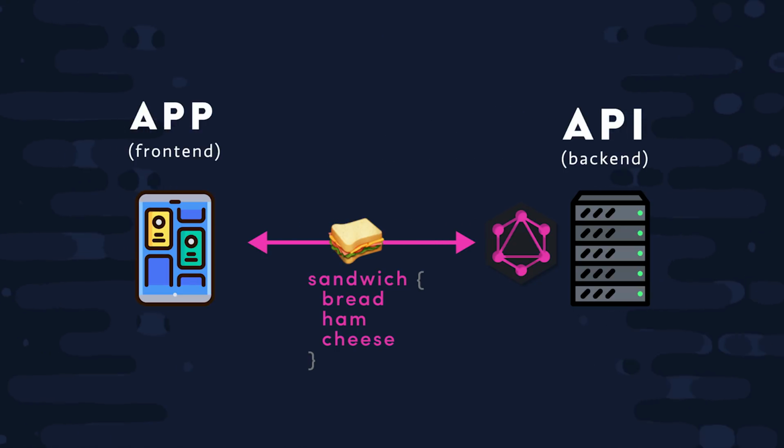On the server, GraphQL also functions as a runtime for executing queries. The server defines types for the data that's available there, and also resolvers to actually fetch the data from a database or some other data source. Now, because everything on the server is strongly typed, we can get some really amazing tooling with GraphQL.